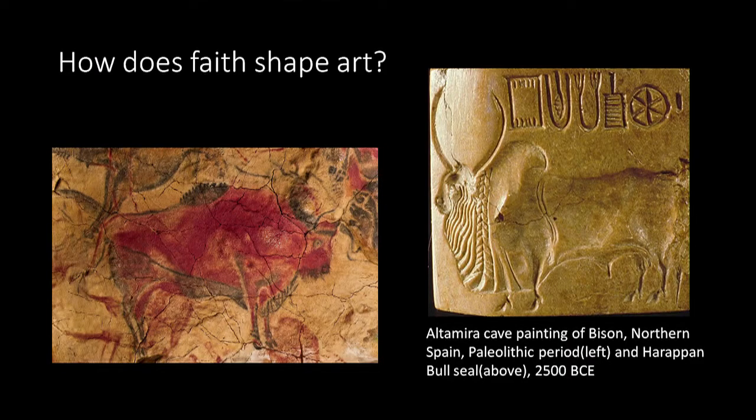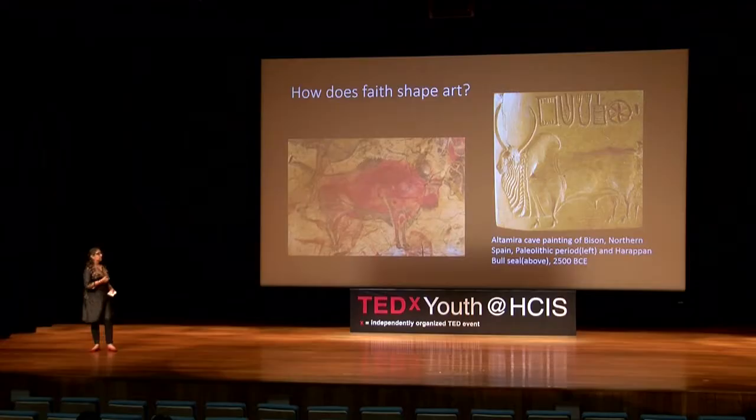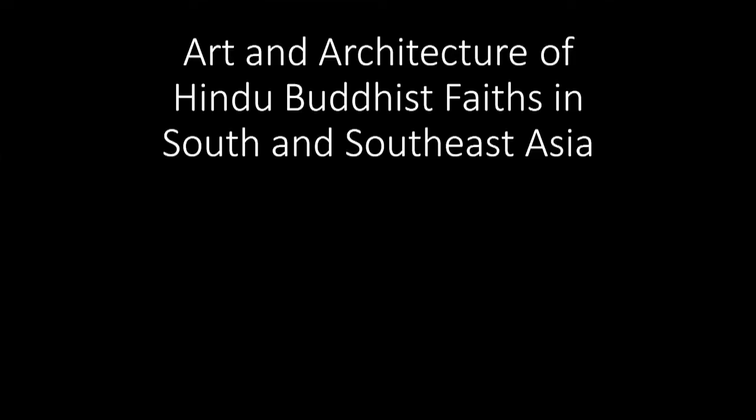So now, I have examples from the very beginning of civilization: the earliest prehistoric bison from Altamira in Spain, which is 25,000 years ago, and the 2,500-year-old great bull from the Indus Valley civilization. So here, what do we see? Both of these images have been inspired by beliefs, ideas, and purpose evolved collectively by a community, so that it made sense to them, right?